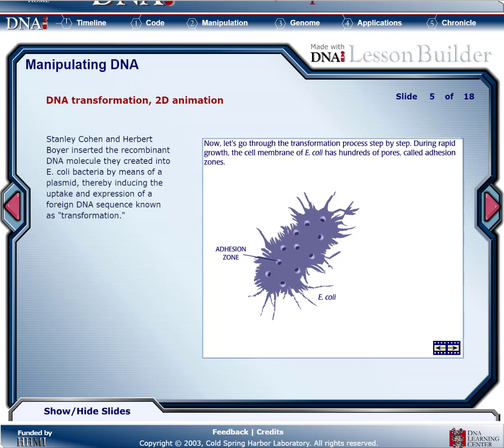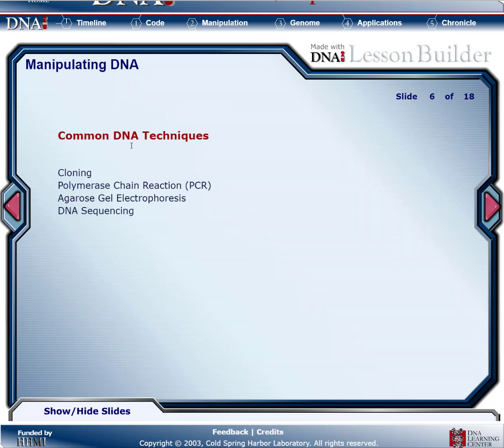Uses a combination of cold calcium chloride suspension and heat shock to create a current that facilitates the travel of the recombined DNA through the host bacteria's adhesion zones located on the cell membrane. Okay, that makes sense. Common DNA techniques: cloning, polymerase chain reaction, agarose gel electrophoresis, and DNA sequencing.